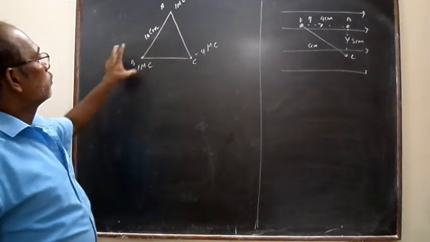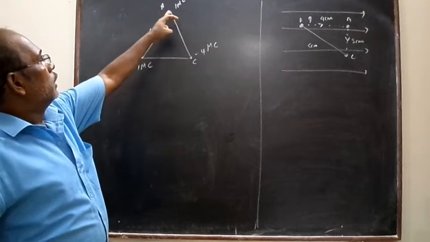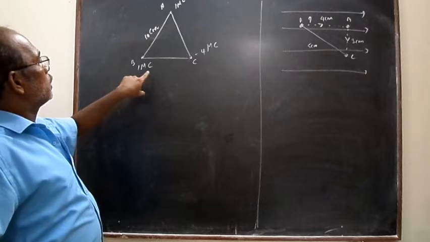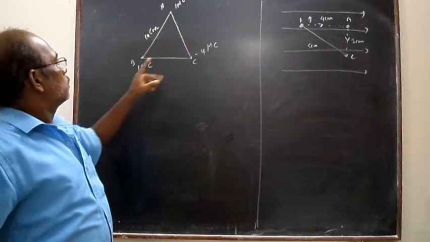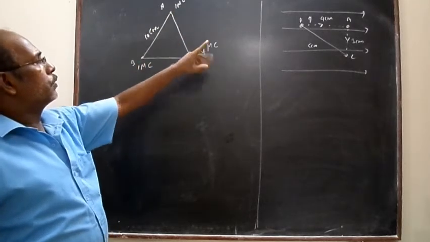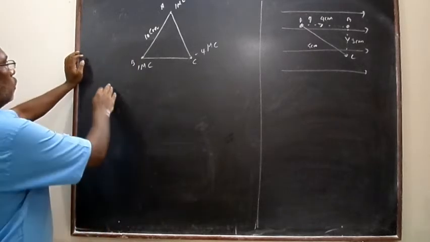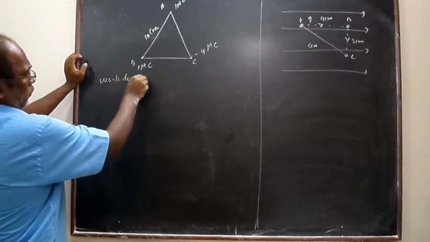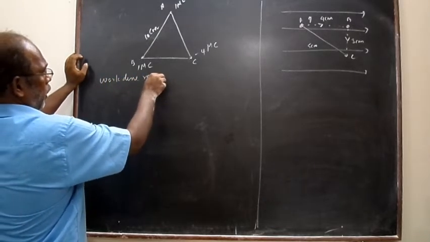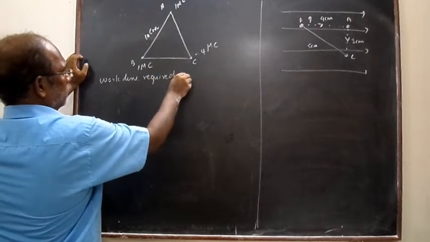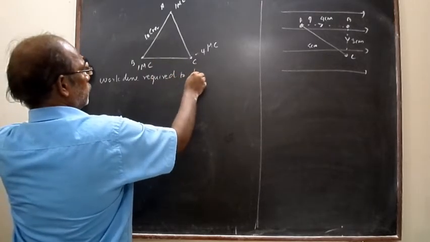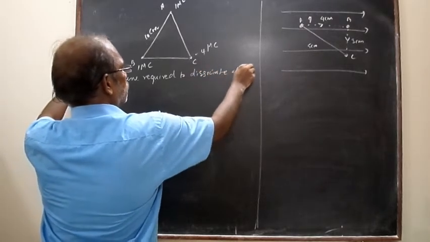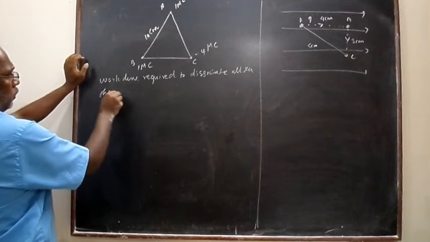ABC is an equilateral triangle. At the vertices A, B, C, three point charges are kept: 1 microcoulomb, 1 microcoulomb, and minus 4 microcoulomb. Question: what is the work done required to dissociate all the 3 charged particles?